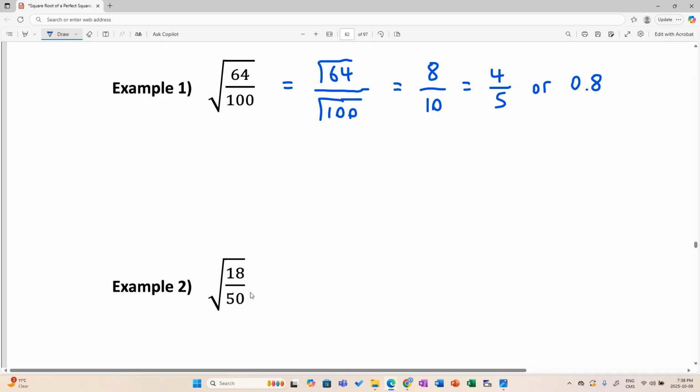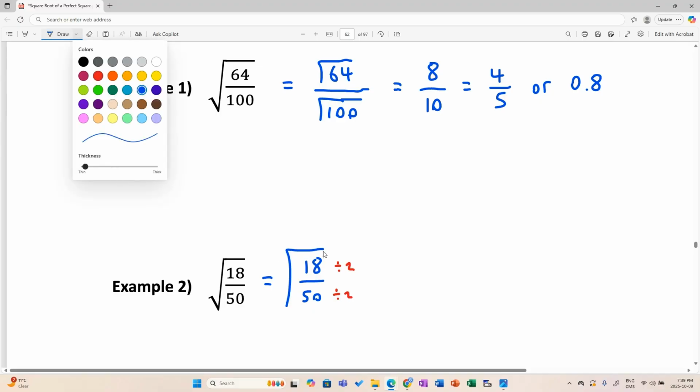Now, for example 2, I have the square root of 18 over 50. In this case, if I were to take the square root of 18, you can already tell that's not going to be a perfect square. Neither is the square root of 50. So I feel like we're missing a step. And the step we're missing is, remember, we should reduce this to its lowest terms as soon as possible, right? So I have the square root of 18 over 50, but I can reduce this by dividing the top and bottom numbers by 2, right? And upon doing so, look what happens.